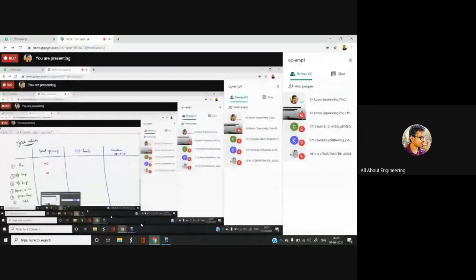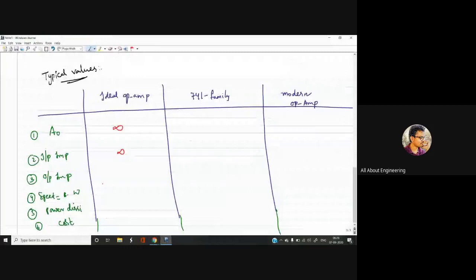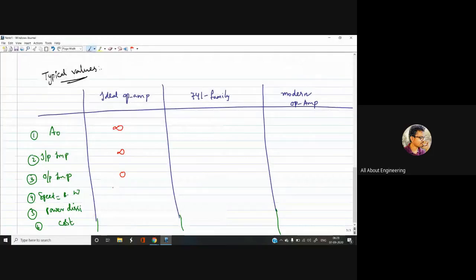Okay. The input impedance is also infinite. The output impedance is zero. So this is for the ideal op amp. The speed and bandwidth for an ideal device should be as high as possible, so it is infinite. The power dissipation should be zero for an ideal device. And the cost also should be zero. It should be available free, right? Because this is the term ideal we are using. So these are the typical values we can say.